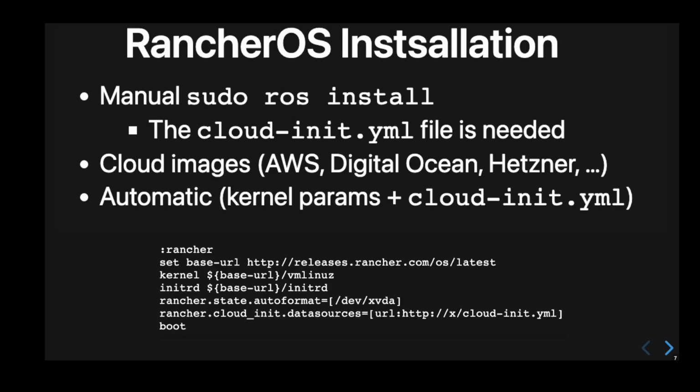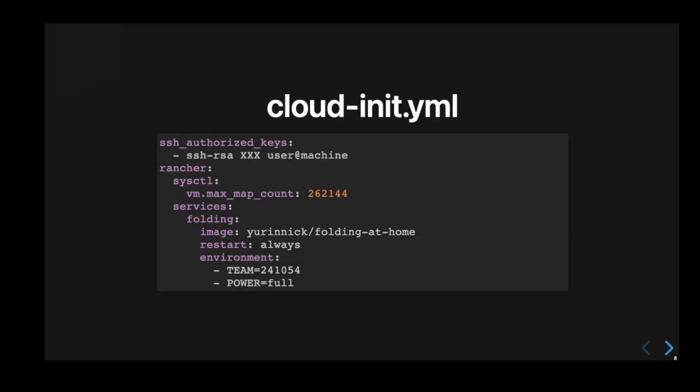There are 3 different ways how to deploy RancherOS, but for each of those we need to have the cloud-init YAML file. We can still use the manual k3OS install command, but there are a lot of cloud images already pre-built for us, and we can also automate the installation. This cloud-init YAML file is quite minimal, but for RancherOS we should define at least the SSH keys and some Docker services which the system will be running for us.